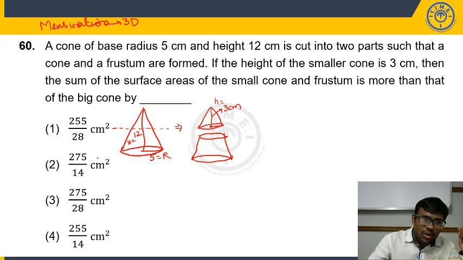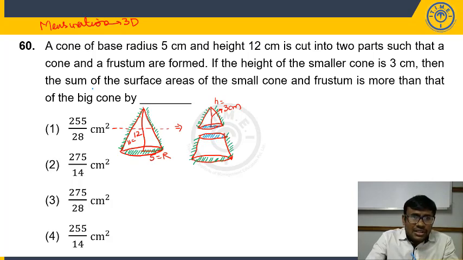Now let us shade the surface area of all the given things. I'm shading with green color. So this is the surface area of the bigger cone. This part will be the same for the smaller cone also, and this part also the same for the frustum. With blue color, I'm shading the extra surface area that it got. So this is the extra surface area that it got.